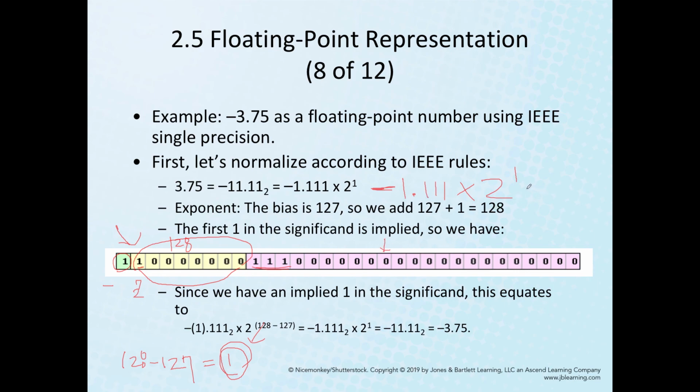This is equivalent to multiplying by 2, which gives 11.11, of course negative. The whole part is 3 and the fraction part is 0.75. So this representation expresses negative 3.75 in decimal value.